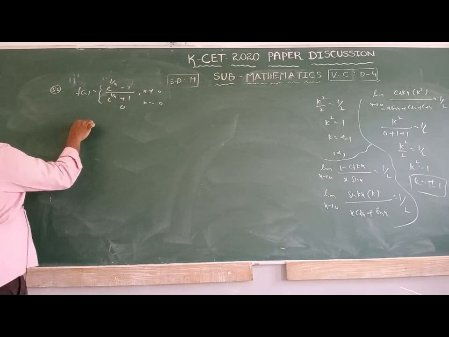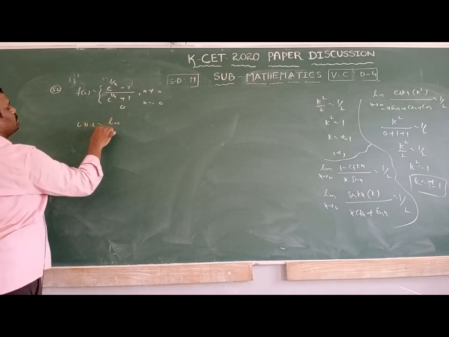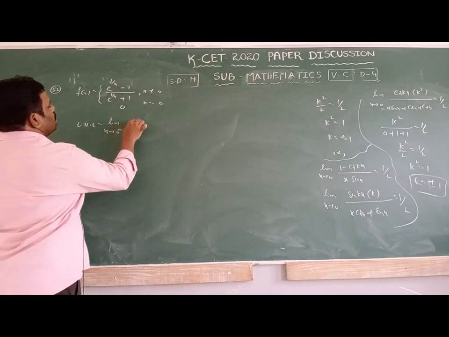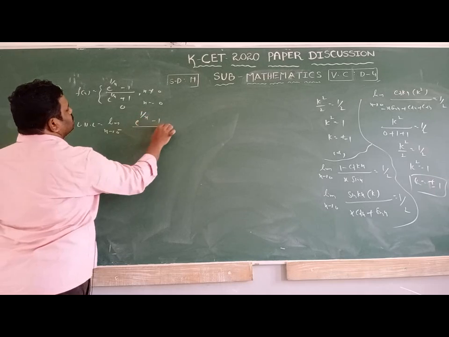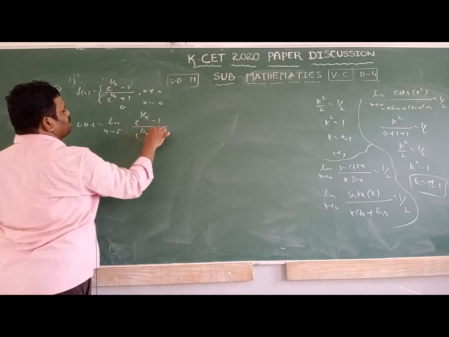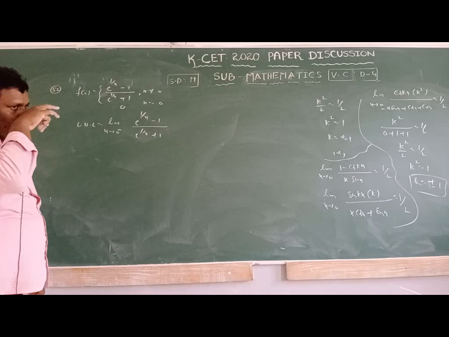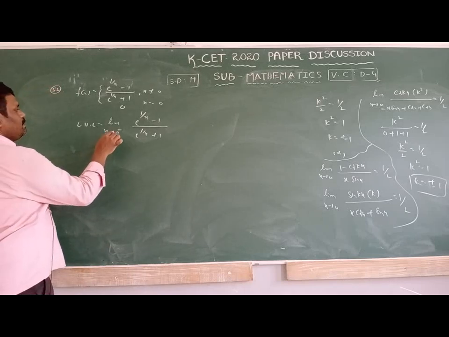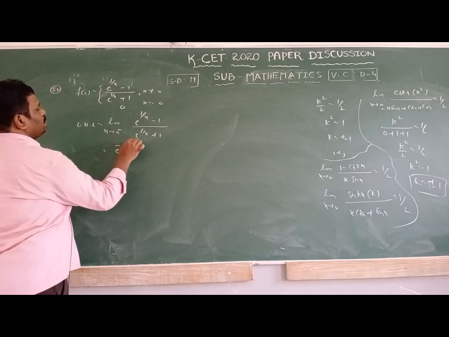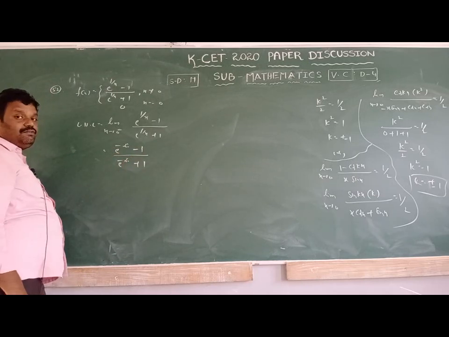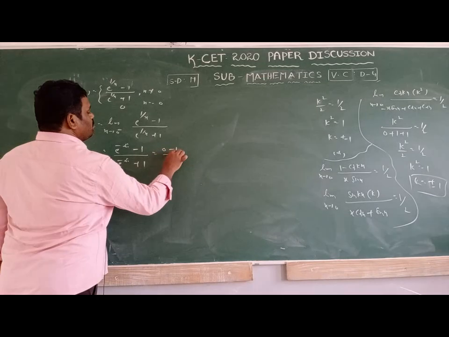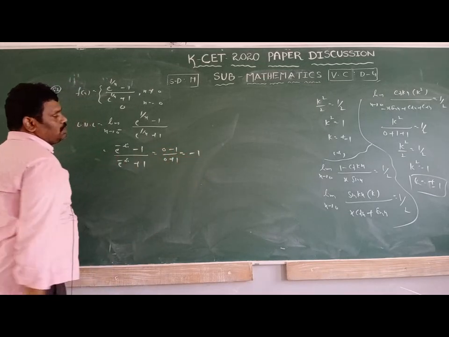First, if you want to find the LHL, limit x tends to 0 minus of the function (e power 1 by x minus 1) by (e power 1 by x plus 1). Now directly we can substitute, no problem. Why? Because substituting the limit gives (e power minus infinity minus 1) by (e power minus infinity plus 1). E power minus infinity is equal to 0. So (0 minus 1) by (0 plus 1) is equal to minus 1.